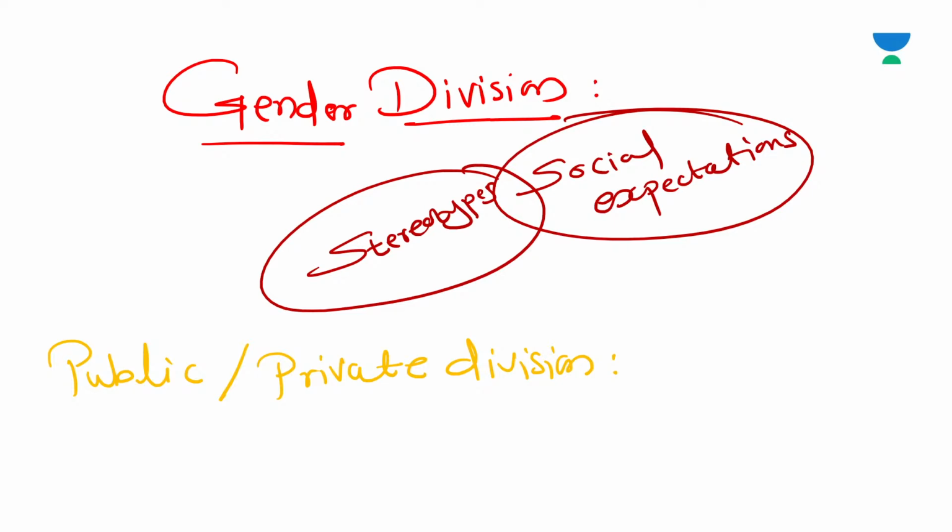The result of this division of labor is that although women constitute half of humanity, their role in public life, especially politics, is minimal in most societies. So earlier only men were allowed to participate in public affairs, vote and contest for public offices.